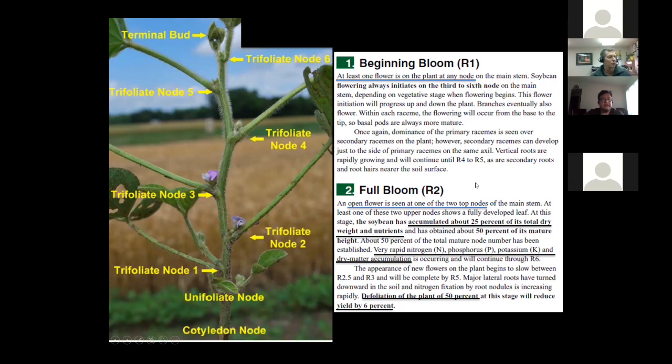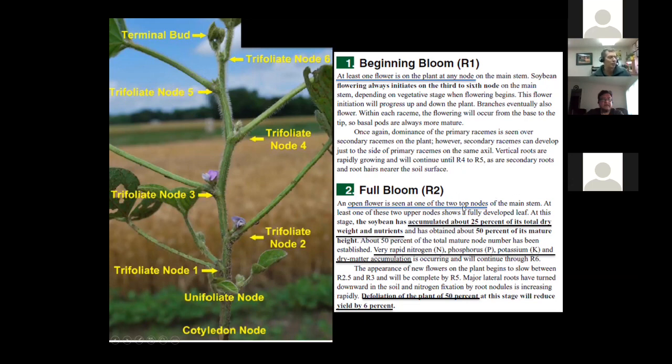All right, and then R2 is when we find an open flower on the upper two nodes of the plant. We designate an upper node where the trifoliate leaves are opened. Like this terminal bud here, the leaves are closed yet, so we would not count this node. So here's node 1 and 2, and when we find a blossom there, we'd be at R2. And by the way, in the descriptions, the blue underlining is referring to the description of the stage, and then the black relates to biology or to some management things to think about.